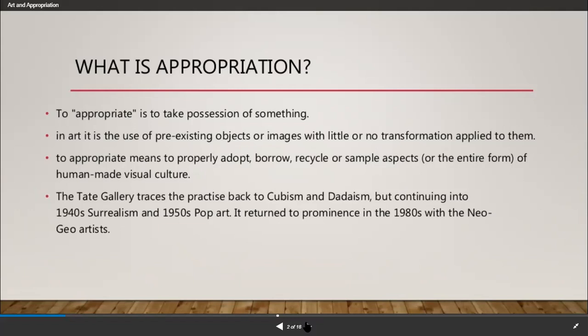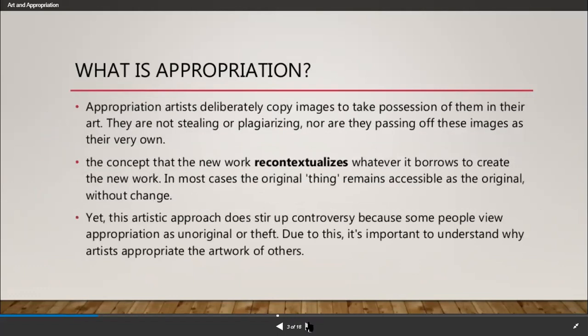So it means you are also doing a bad thing, right? Because you're copying, you're somewhat plagiarizing the work of other artists. But appropriation artists deliberately copy images to take possession of them in their art. So they are not stealing or plagiarizing, nor are they passing off these images as their very own. This has been an issue, a controversy in art, because this appropriation gives some artists the authority to copy a certain style of a famous artist and make it their own.